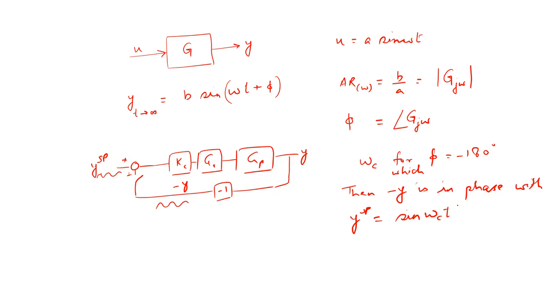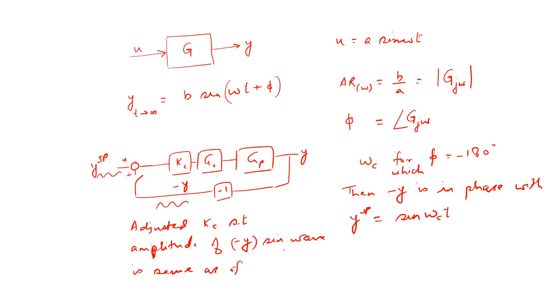Then at time t equal to 0 I do two things. The other thing that we did was we adjusted Kc such that the amplitude of the minus y sine wave is the same as that of the y set point sine wave.